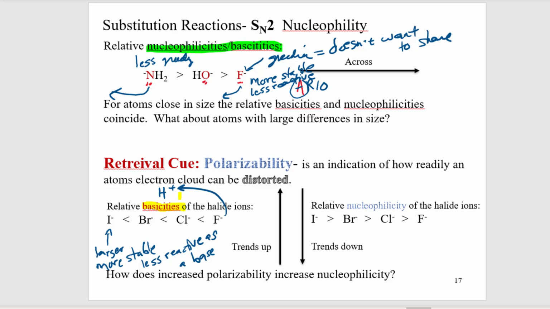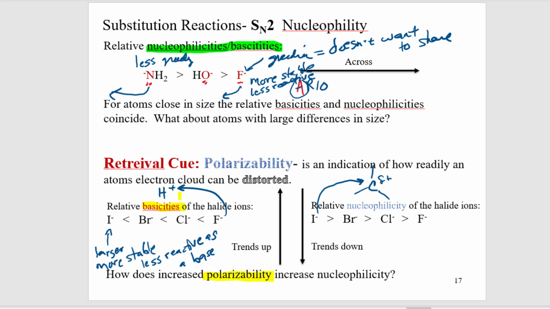If I was asking about nucleophilicity, if I was trying to attack a carbon partial positive now, the more likely candidate is going to be the iodine. The reason here, iodine is still more stable, but there's something that takes over that's more important, and this is called polarizability.